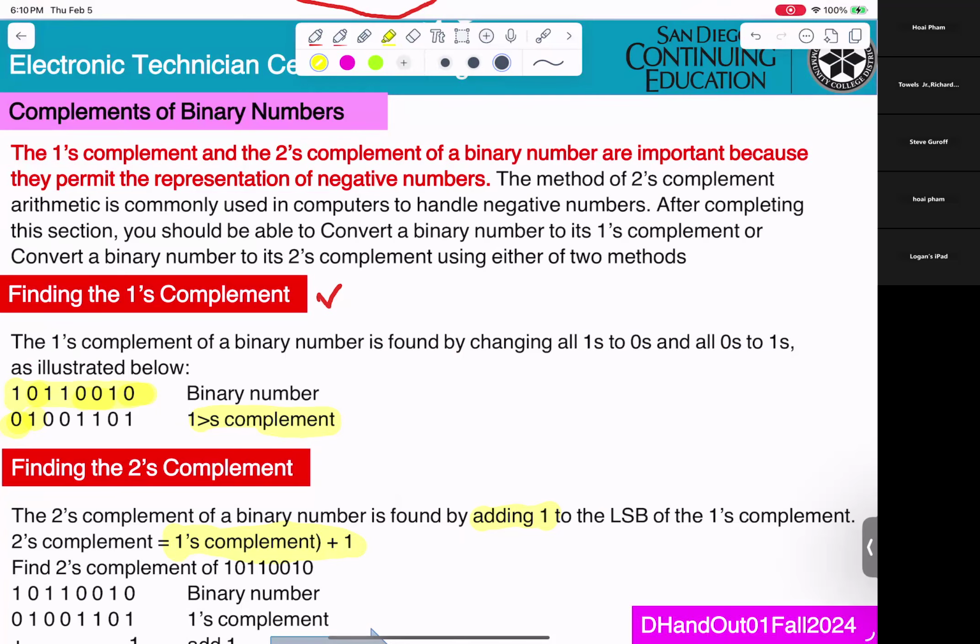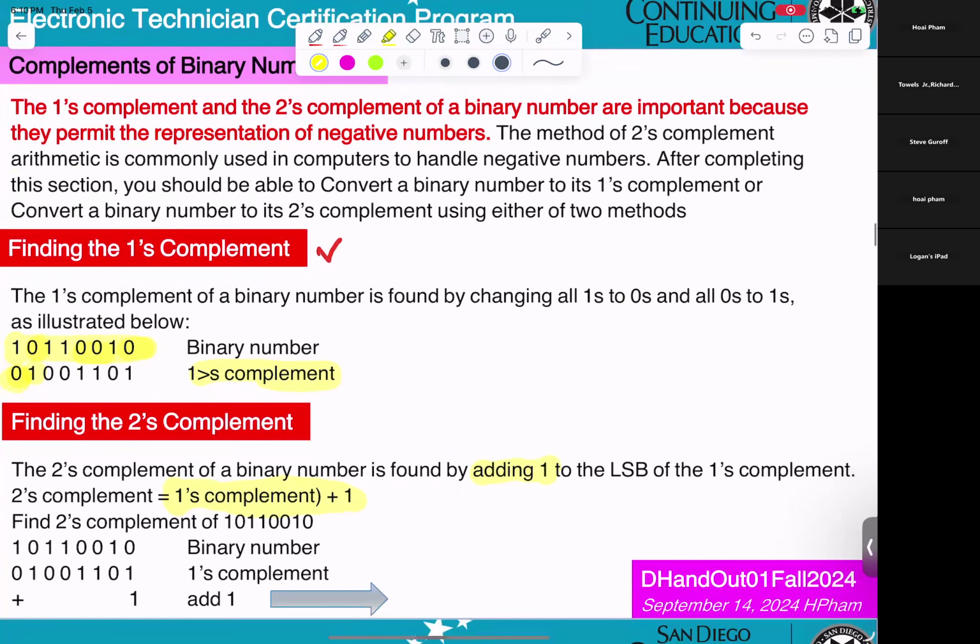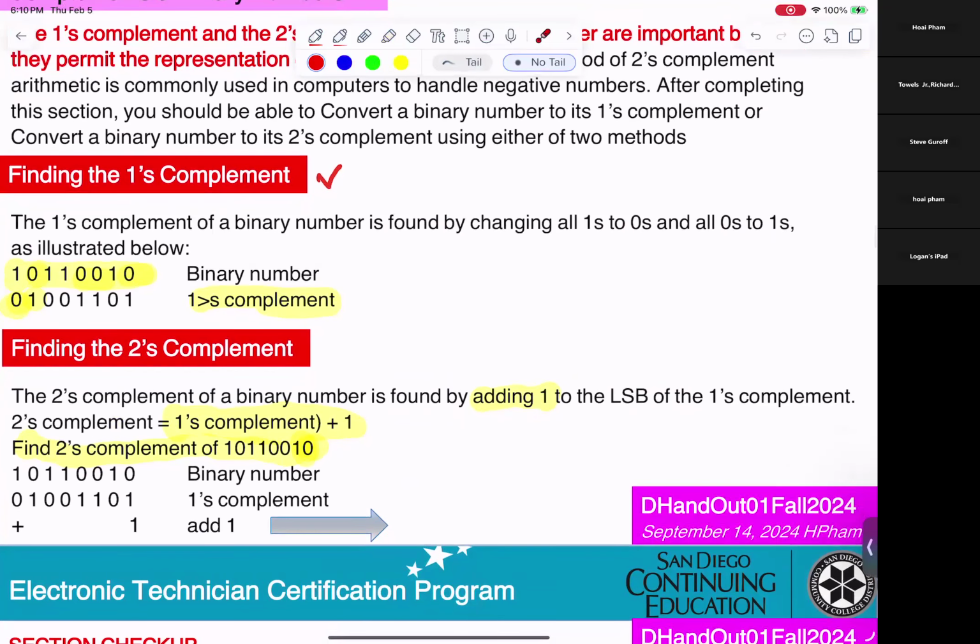Okay, they give you an example here. Find the two complement of this number. What do you have to do? First, change this number to first complement. Okay, this is the first complement. Then you add 1. You get the second complement. Add this. Okay.